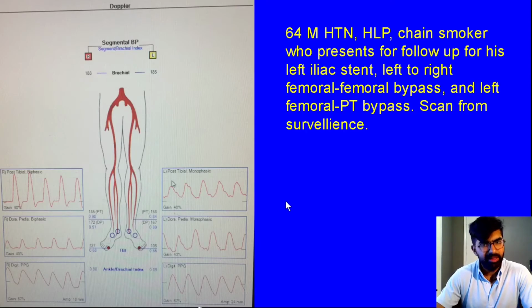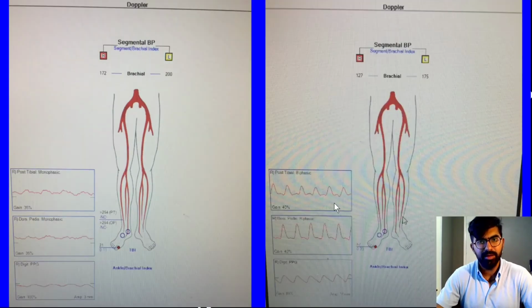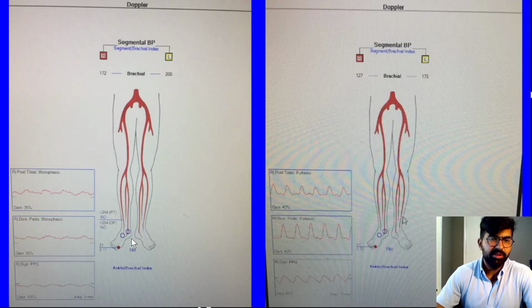Okay, very clinical scenario. 64-year-old male with hypertension, hyperlipidemia, chain smoker, who presented for his follow-up. Now he's had a left iliac stent, a left to right femoral bypass, and a left fem posterior tibial bypass. Okay, and this is a routine scan from surveillance. And just to show some examples of waveforms, okay, keep this in the back of your mind. This is what his waveforms looked like before the surgery and after the surgery, okay?